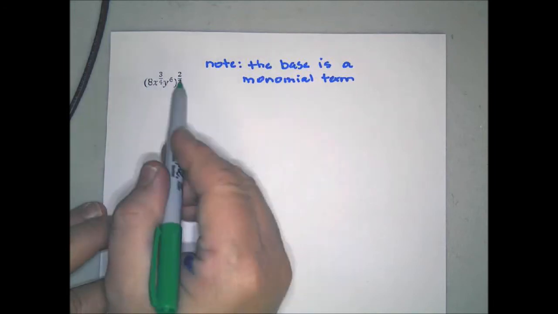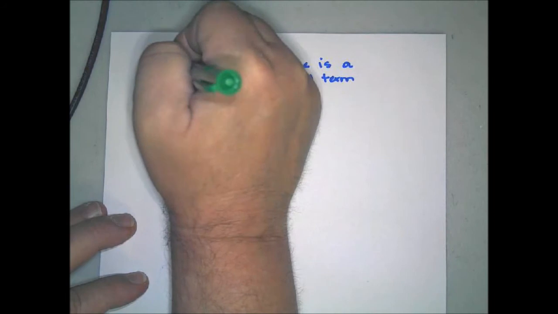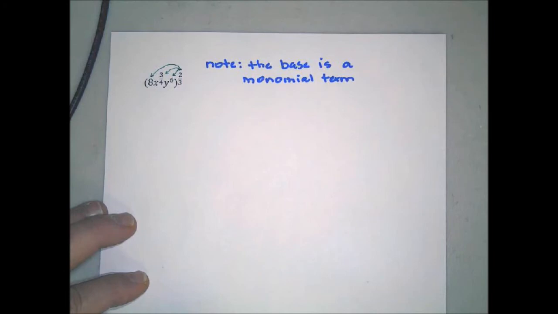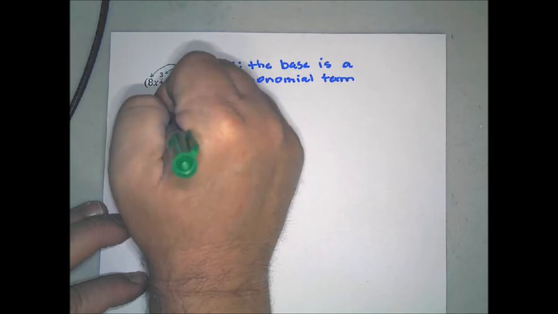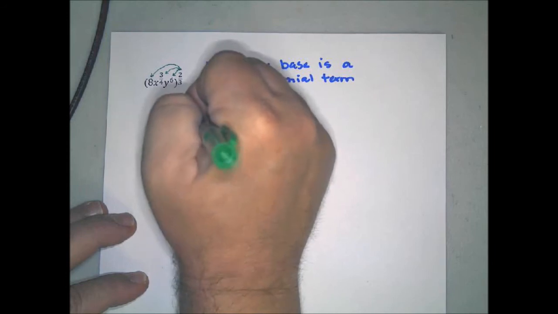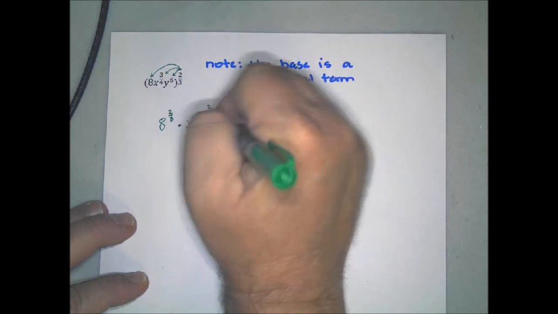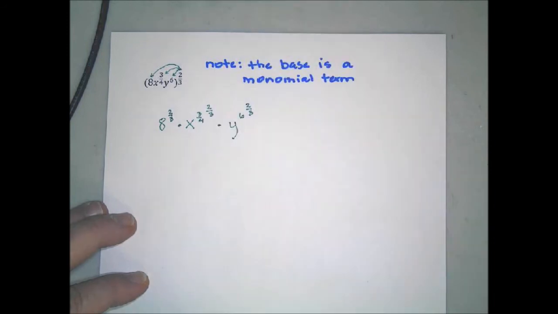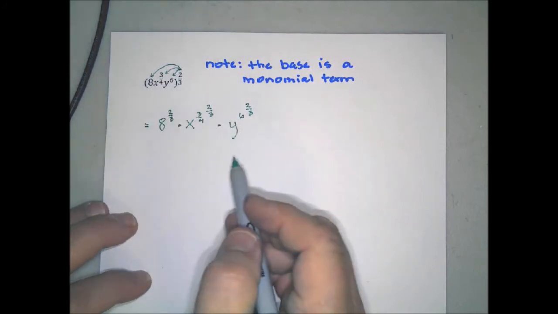So what we're going to be able to do is distribute that 2/3 power to all 3 parts of this monomial term. Now I'm going to rewrite it out, so that would be 8 raised to the 2/3 power times x to the 3/4 raised to the 2/3 power times y to the 6th raised to the 2/3 power. So you can see what I did in step 1. I just gave everything the 2/3 power.